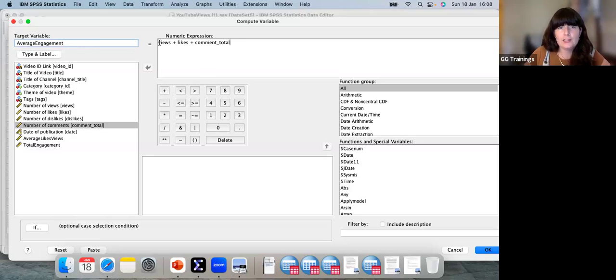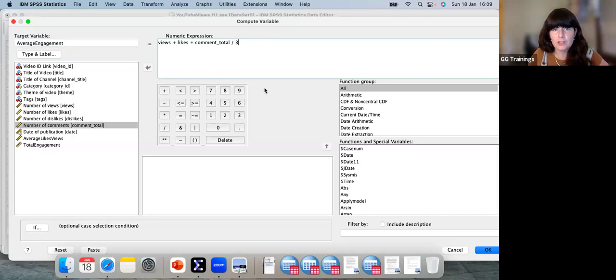Now, how do you create an average, like a mean, right? You add up the things that you're adding and then you divide by the number of things, the number of scores. So you would divide, which is this slanted symbol, and because there are three variables that you're adding, you're going to divide it by 3.